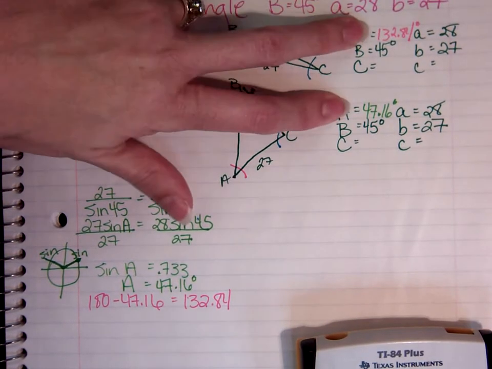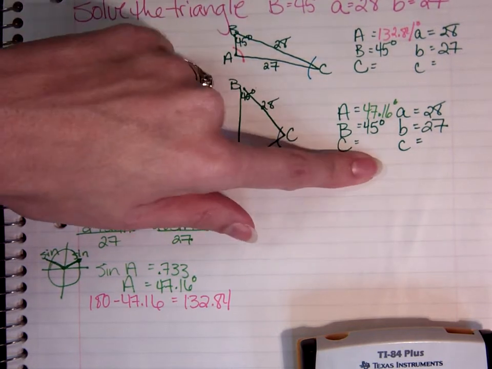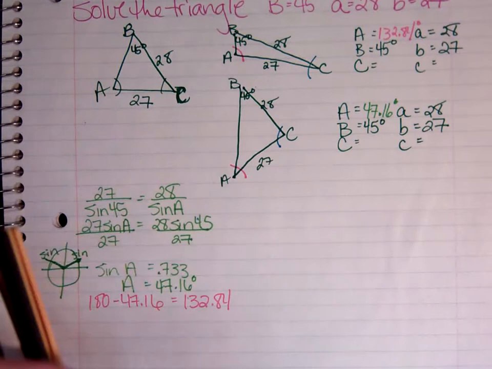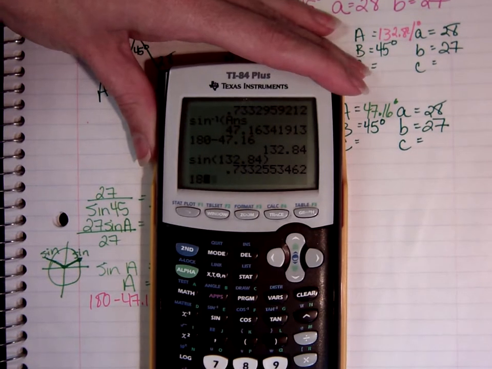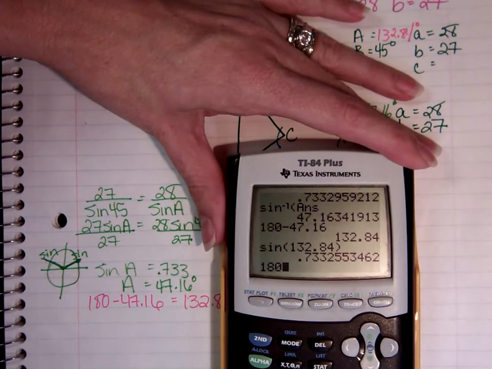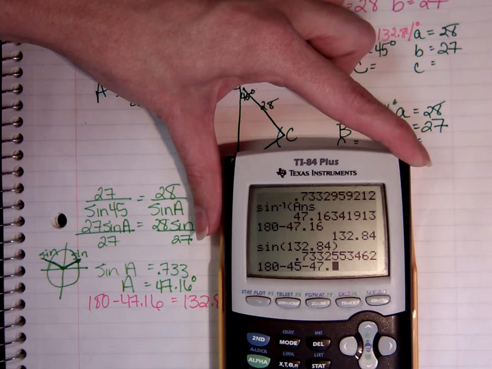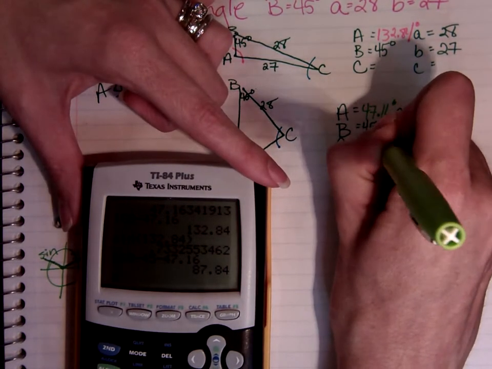This is the hardest part. Once you got that, it's just two little problems where we finish out the rest of it. So we'll go back to our, quote, larger looking triangle to find angle C: 180 minus the 45, minus 47.16, 87.84 degrees.